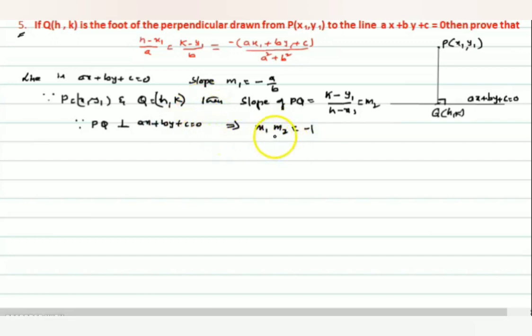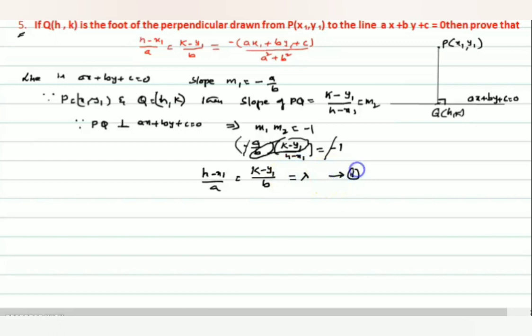This is my first work. m1 is minus a by b, and m2 is (k minus y1) by (h minus x1), is equal to minus 1. The minus gets cancelled. So the remaining thing I can write like this: (k minus y1) by b, I keep this as it is here, and the remaining I send to that side, which is equal to (h minus x1) by a. Consider this as lambda. This is my first work. The first work is the line equation ax plus by plus c is equal to 0.